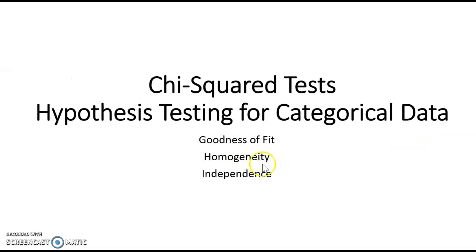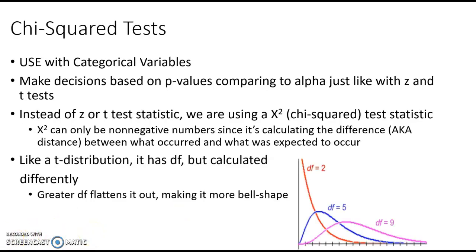And the second two use the same type of chi-squared tests. It's just how we write our hypothesis, or what we're actually looking for, that is different. So let's go ahead and look at just what a chi-squared test is in general.